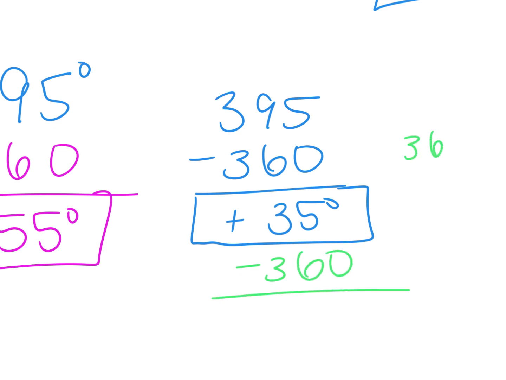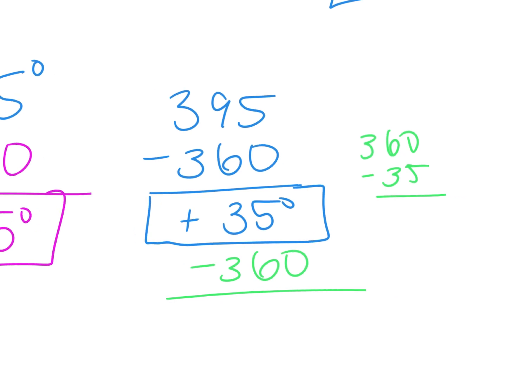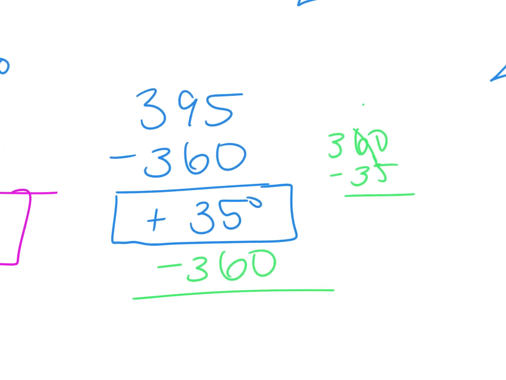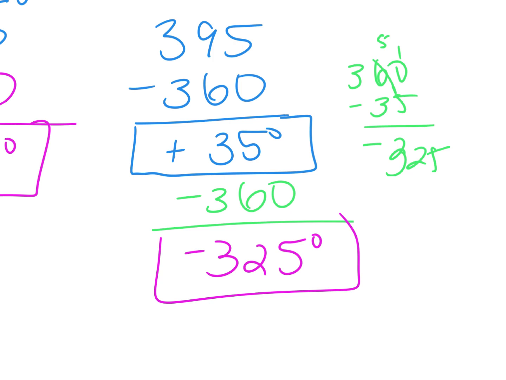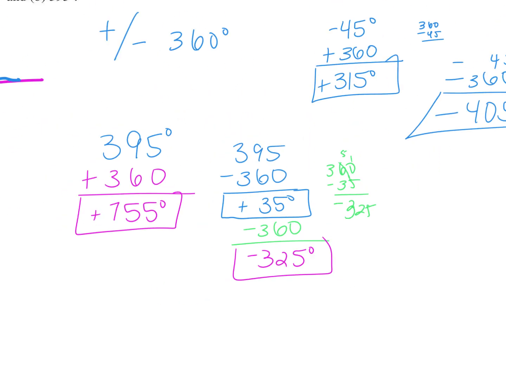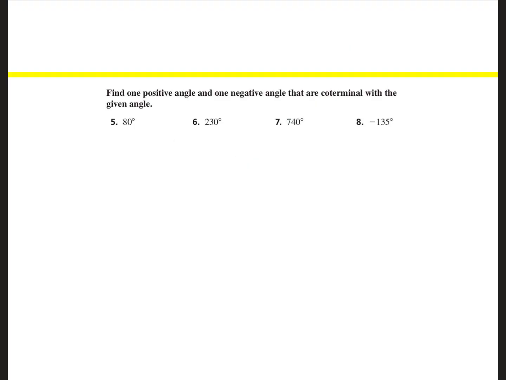So what's 360 minus 35? Negative 325. Okay, perfect. So negative 325 degrees. Now, what if somebody wanted to be funny and said, I don't like that one, I'm going to subtract another 360? Fine, do that. To find coterminals, you add and subtract 360 degrees. You just keep adding until you get a positive. You keep subtracting until you get a negative. Does that make sense?